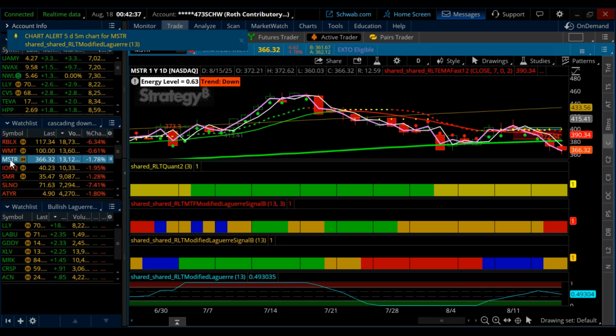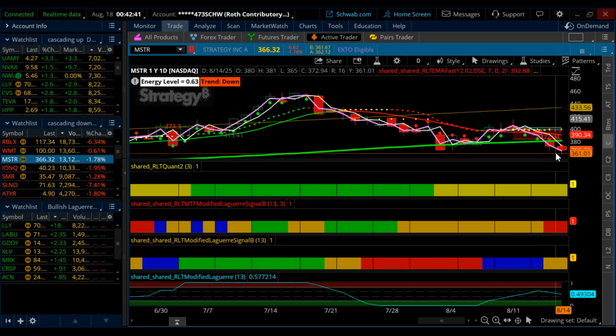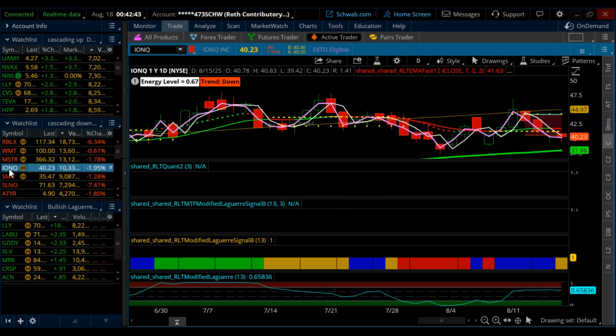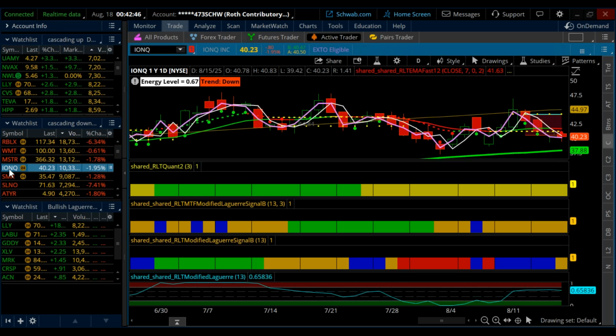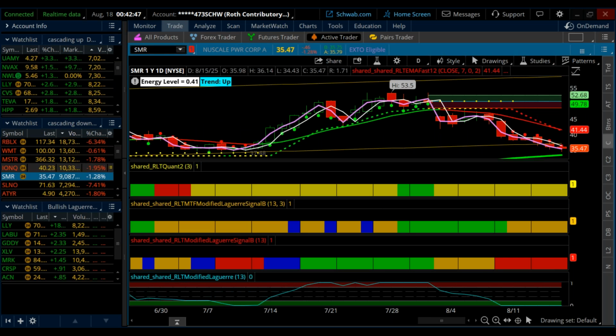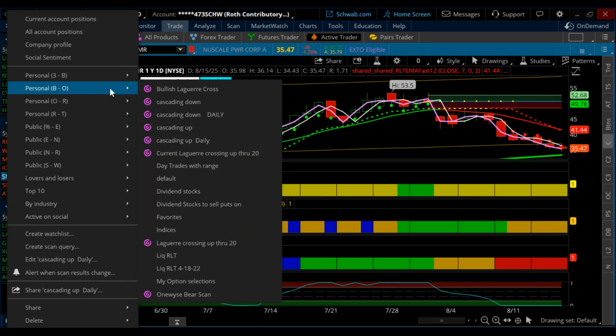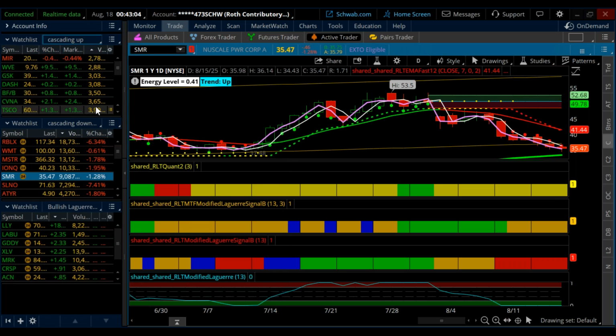MSTR I probably would take short. This is a crypto, red, yellow coming down. I like it for short. IONQ, decent. SMR, these stocks have been fading lately. These are the nuclear stocks, the little nuclear reactor stocks. So that's what these indicators will do for you, and you can switch them to 5-minute for intraday trades. So you can look for intraday strength on cascading up and cascading down. That's going to show you intraday trades.